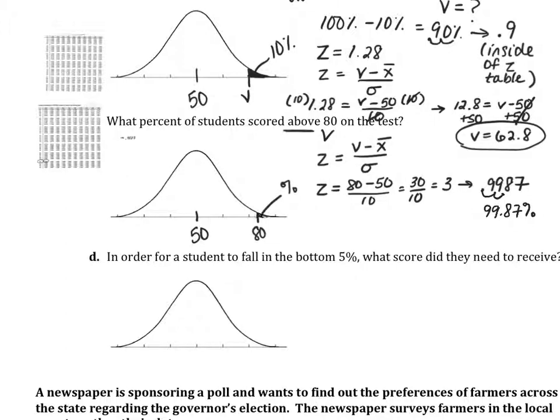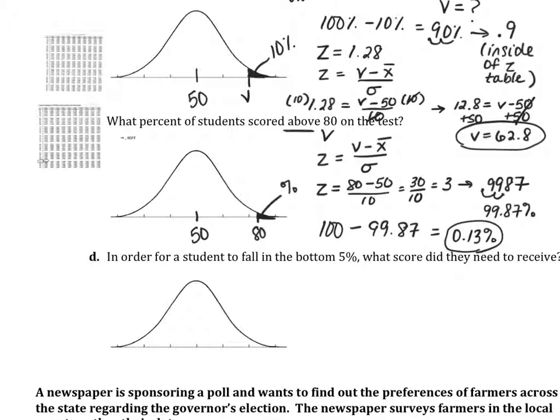This was shaded to the right, as I'm shading it right now, so the last step is you need to take 100 minus 99.87, and that's going to equal 0.13%. So it's a very, very small percent of people who score above 80 on this test.